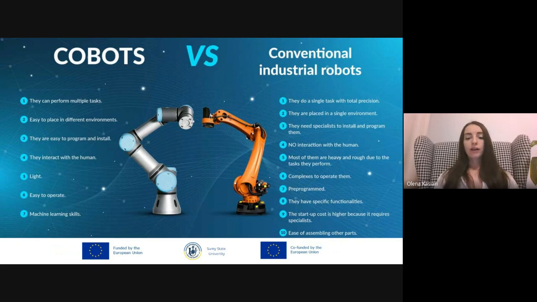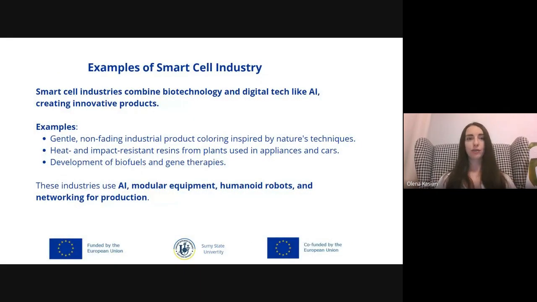So besides cobots and robots, you can see what the difference is between them. Basically, cobots can perform multiple tasks, while regular conventional industrial robots do one task. So if they make ice cream, they just put the spoon, or they just put the ice cream. A cobot can do the whole system. It can take the ice cream, create the ice cream, put the ice cream, and everything else. Also in Japan, they even sell ice creams.